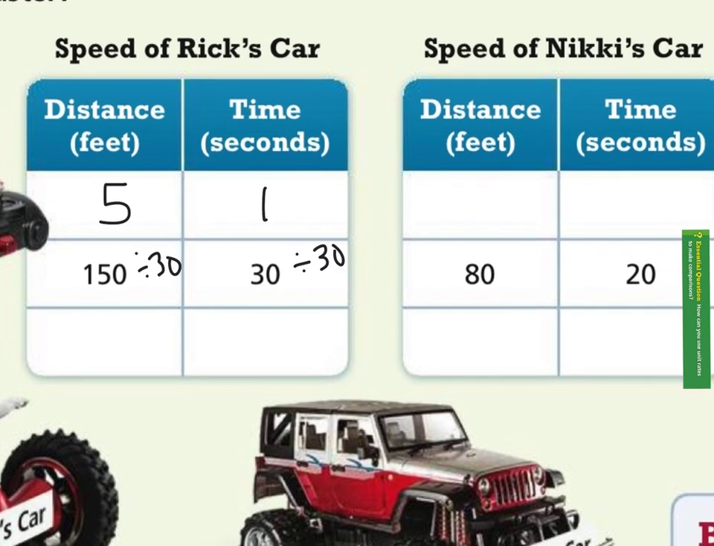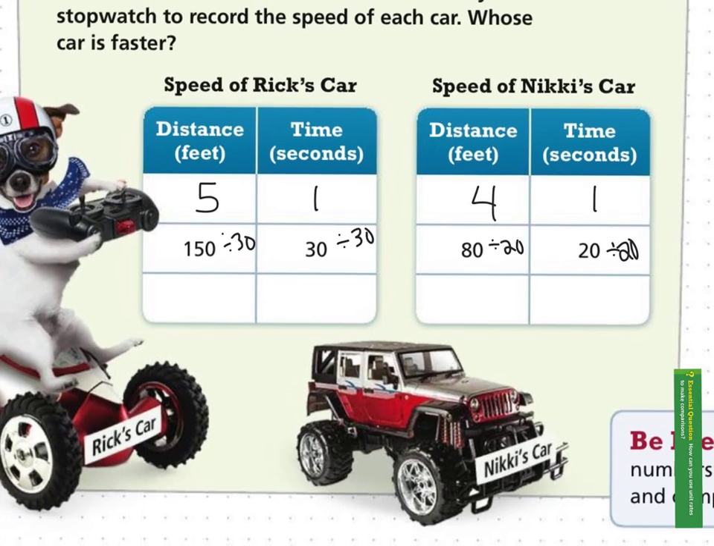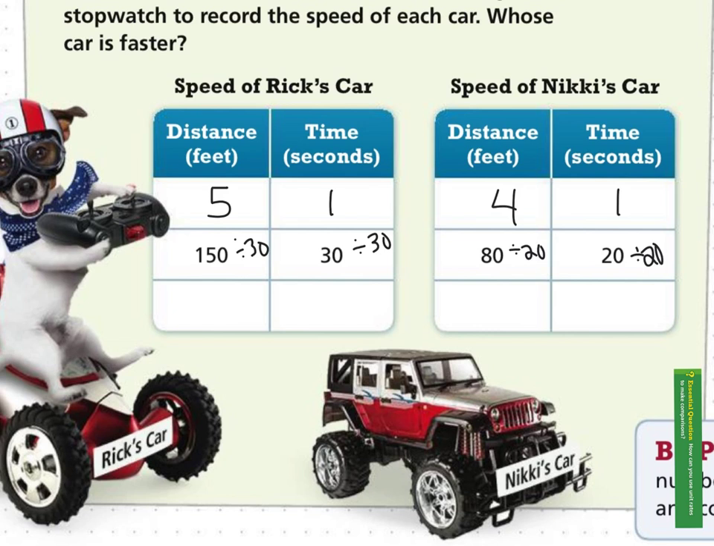Then if we look at Nikki's car, we can do the same thing. So for Nikki's car, if we divide both of those by 20, 20 divided by 20 is 1. 80 divided by 20 is 4. So it goes 4 feet every second. Well, if we think about it, 5 feet every second or 4 feet every second, we know Rick's car is going faster because it's going a further distance in the same amount of time. Okay? This would be one option for doing this problem.